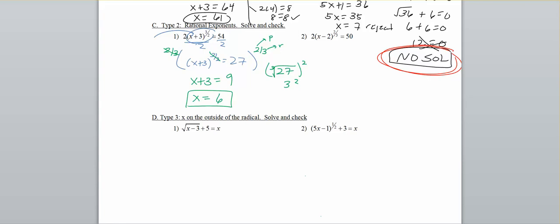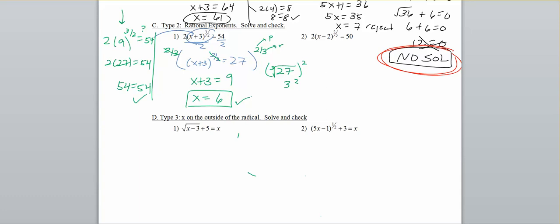I do need to check the solution. You're going to go back to the very beginning of the problem and check your solution. So I'm going to say 2 times 6 plus 3, so that's 9 to the 3/2 is equal to 54, and I'm checking if this is actually correct. Now, you have to know again how to deal with rational exponents. If I have 9 to the 3/2 power, I'm saying what's the square root of 9 and then raise it to the 3rd. So the square root of 9 is 3. 3 to the 3rd power is 27. Is 2 times 27 54? And it is, so I know that solution will work in my equation, and I'm good.